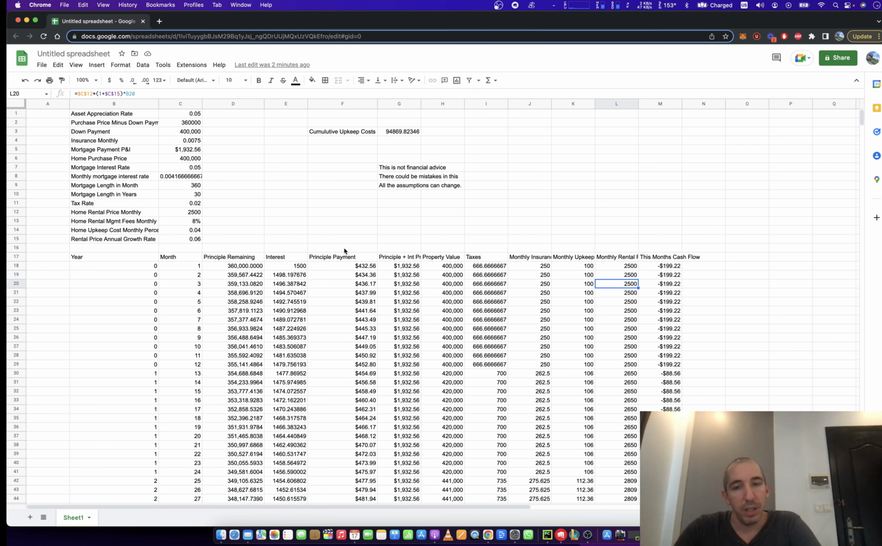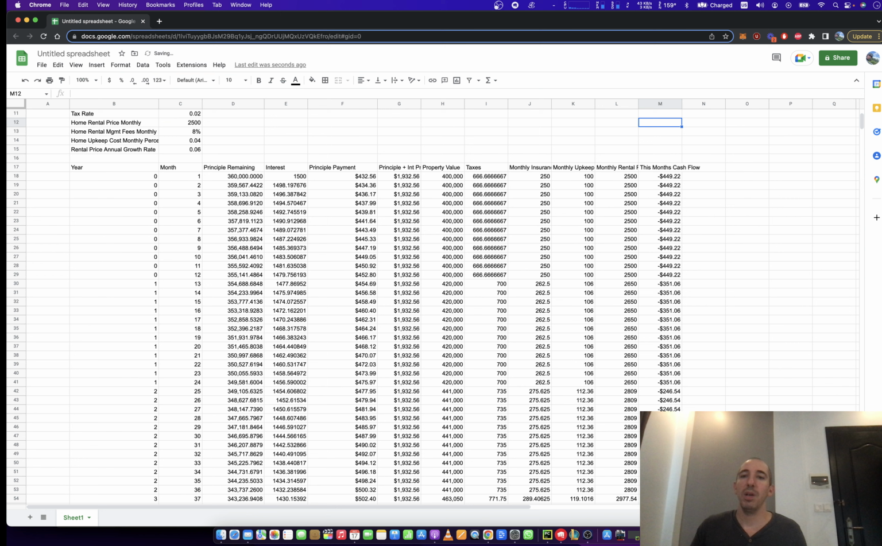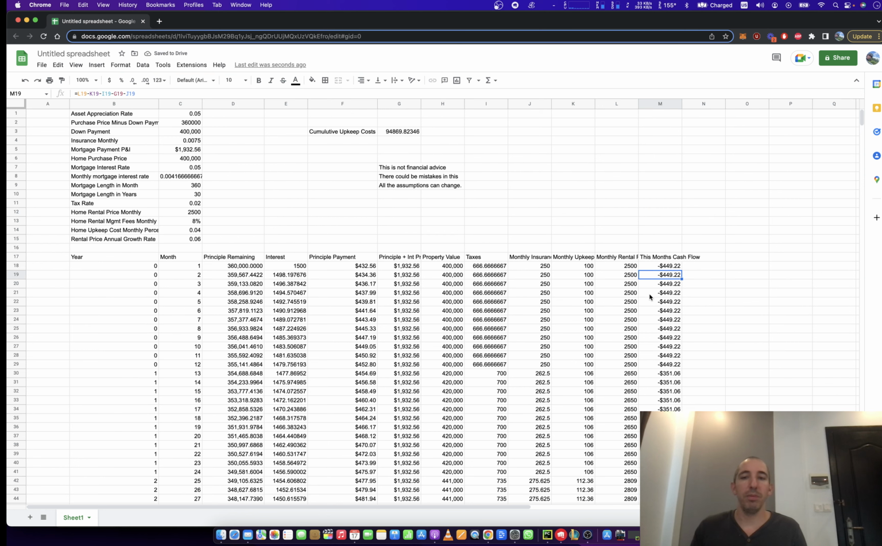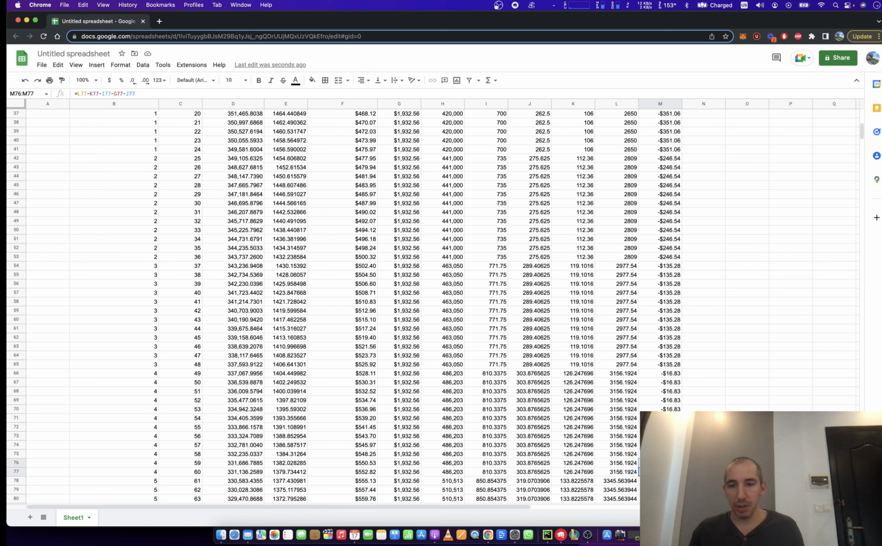But in the first year, in this scenario, renting at $2,500 per month, we're going to be losing $200 per month in cash flow. Oh, you know what? More than that, because we forgot to factor in the insurance that we just added in there. Right, negative $450 a month, basically until year 5. And in year 5, the cash flows begin to break even.